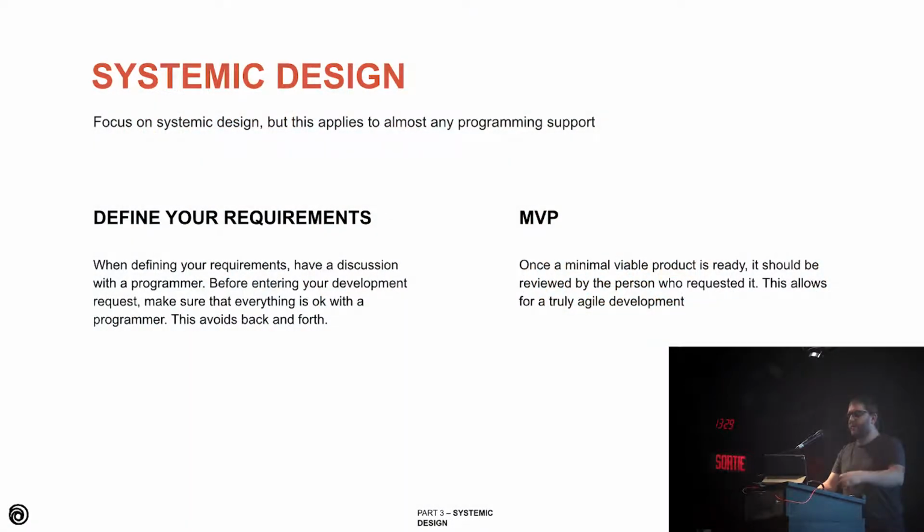So the first thing when you come to systemic design, this applies basically to any programming sport. You need to sit down and define what your requirements are. When you go to a programmer and say, I have this great idea, awesome. Programmers don't want to say no. They want to help you get what you want in the game.